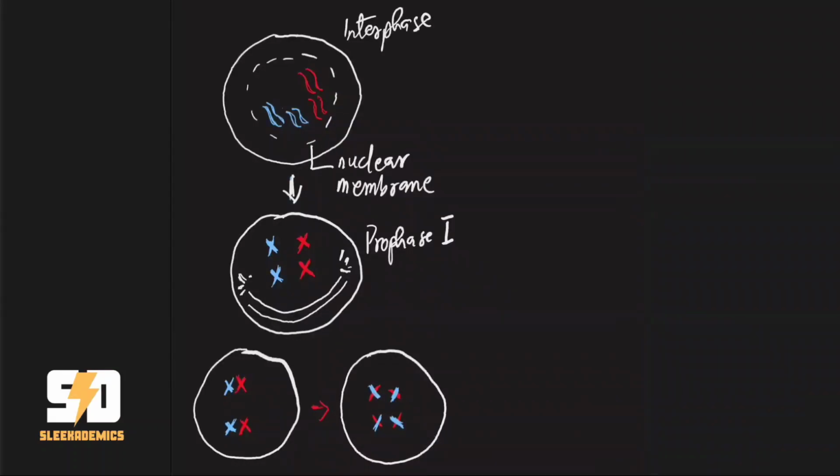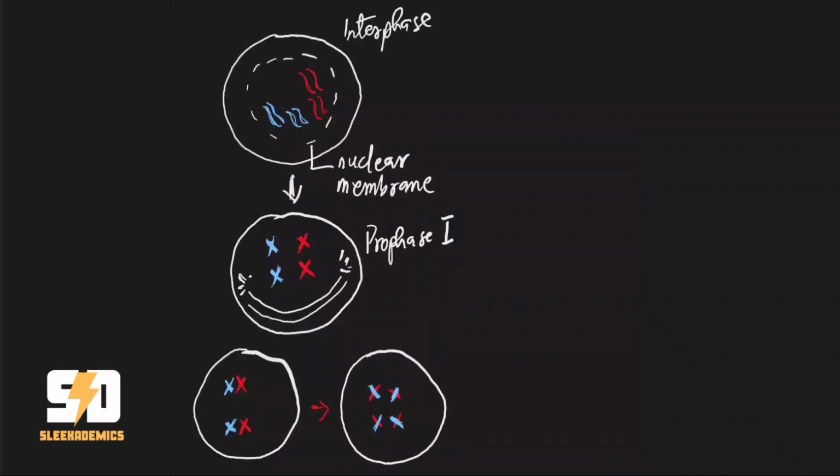Now, do you get what we just did here? There was exchange of genetic materials, and you can see that the homologous chromosomes no longer have just distinct features. They have mixed up and they have crossed over, sharing genetic information. All these things happen in the prophase 1.